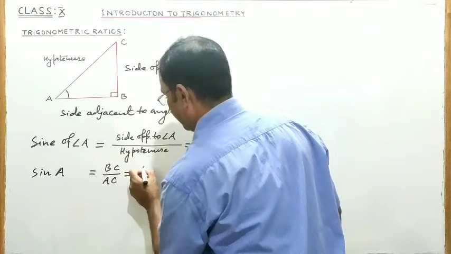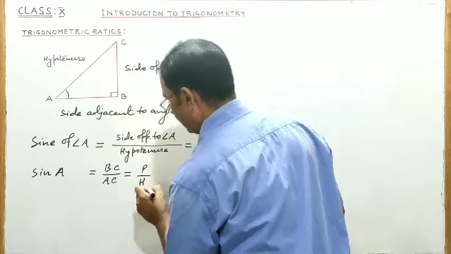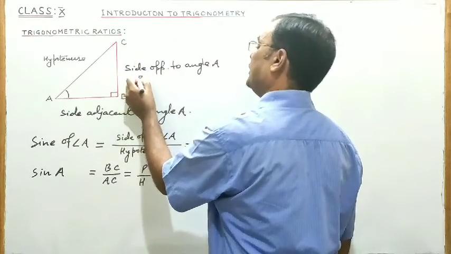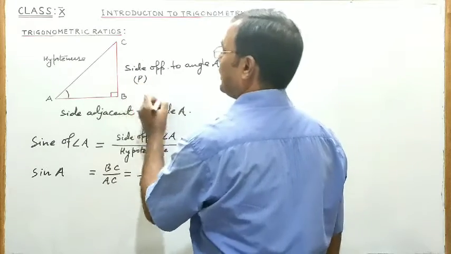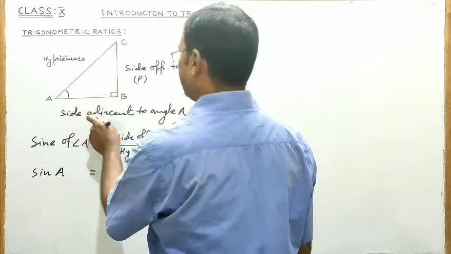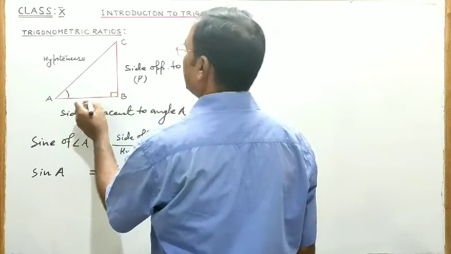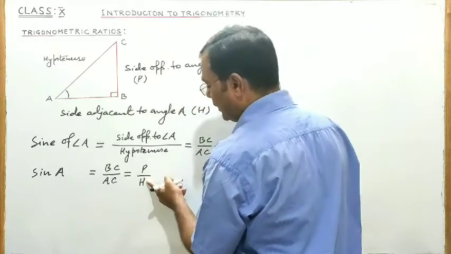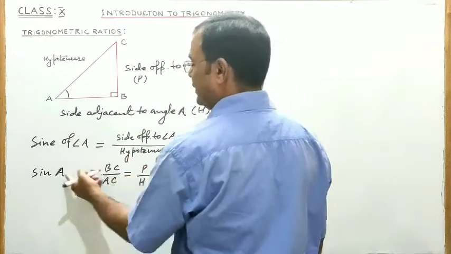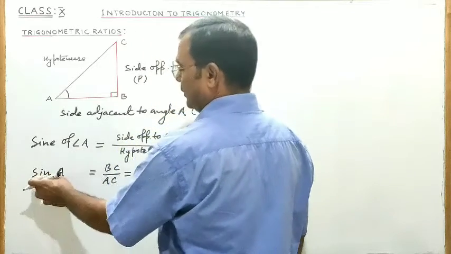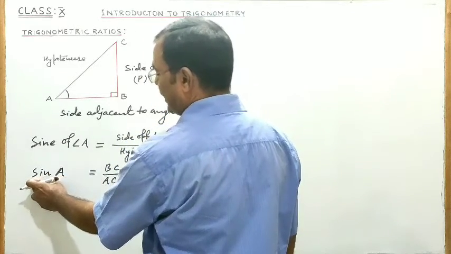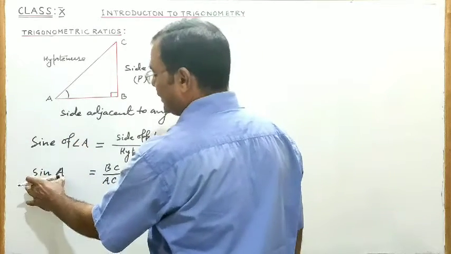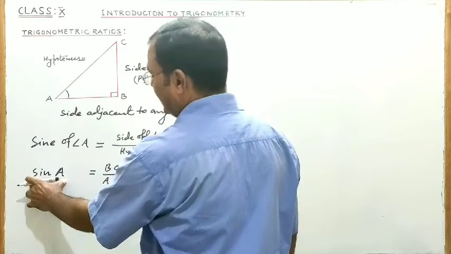If BC you write perpendicular and AC you write hypotenuse, you can write P by H. If BC being perpendicular is denoted by P, and AC being the hypotenuse is denoted by H, then we can write perpendicular by hypotenuse, that is BC by AC, is equal to sin A. We will read it as sine A, sine of angle A. This is abbreviated, written in brief form as sin A.